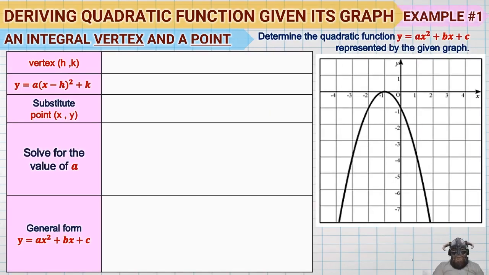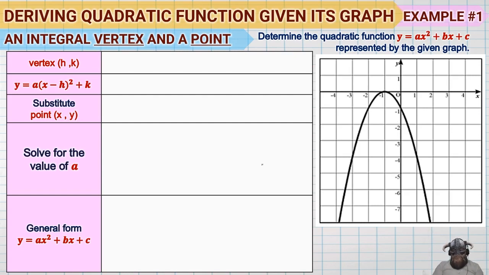Okay, example number 1. The instruction says, determine the quadratic function y is equal to ax squared plus bx plus c represented by the given graph. So, ang final answer natin dito is naka-general form na. At the same time, I already have here the shortened version of the 5 steps that we're going to do. At the same time, meron din tayo ditong graph na given natin.